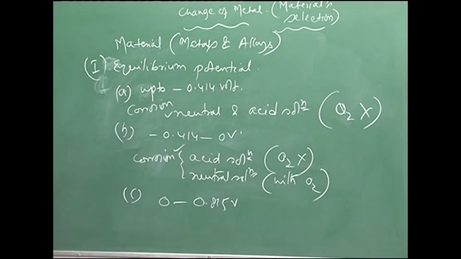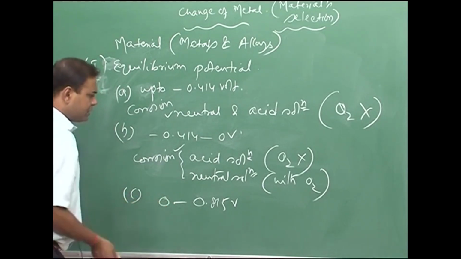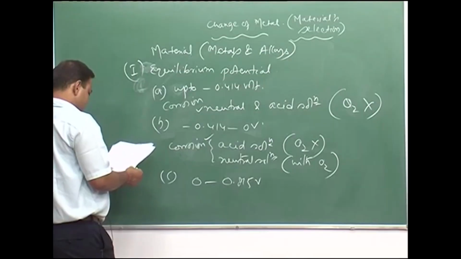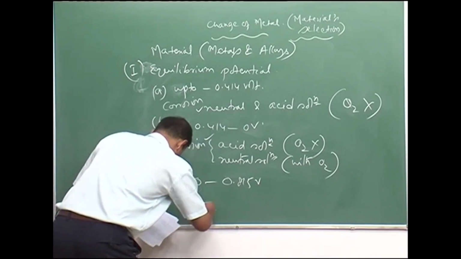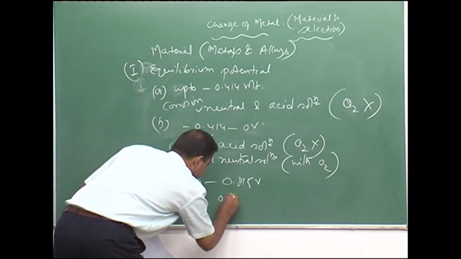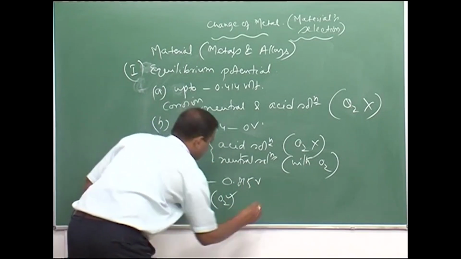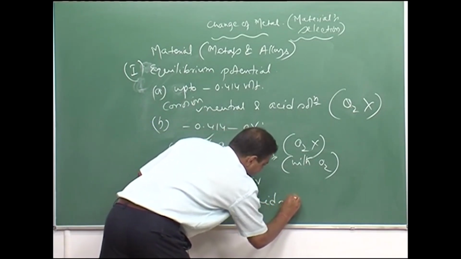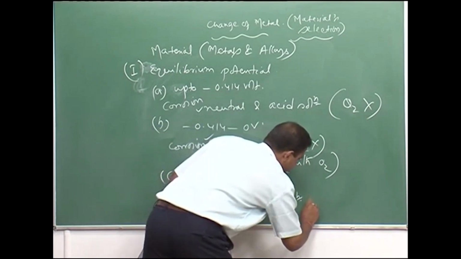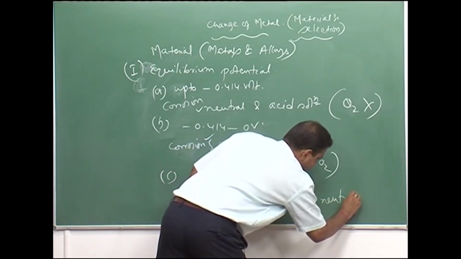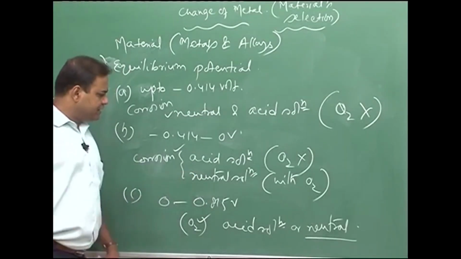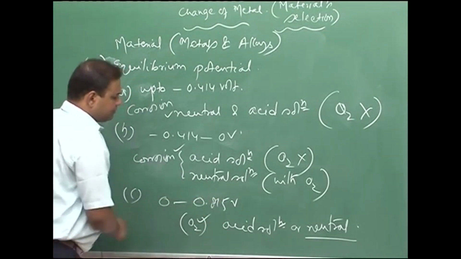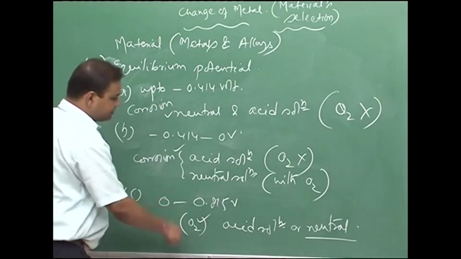Now, in case of a neutral or acid solution, if there is no oxygen, there will not be any corrosion, but you can experience corrosion if oxygen is present. So, with the presence of oxygen we can have corrosion in acid solution or in neutral solution. In a neutral solution, there would be very little corrosion if the metal's equilibrium potential is within this range.